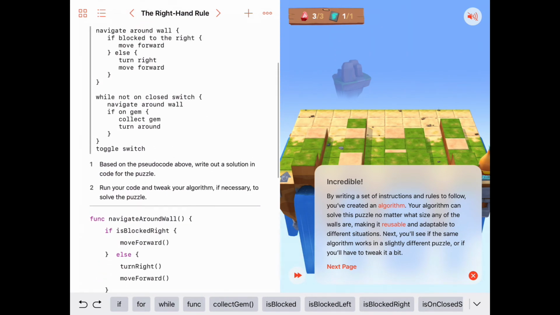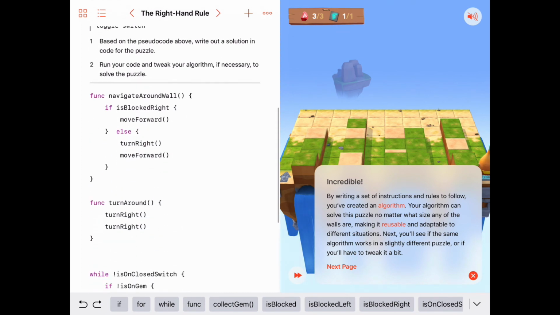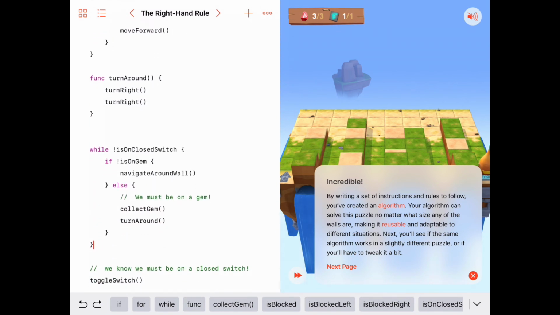Okay, just to review here, we have this right-hand rule, which remember, we're just basically saying we can navigate around a wall as long as if we outstretch our right arm and we're touching the wall, we just keep moving forward. And if we're ever not touching the wall with our right hand, we want to turn to the right and get back to the wall as soon as possible. So we use that simple algorithm to build this more complex thing, which lets us navigate around all these walls and get to the closed switches.